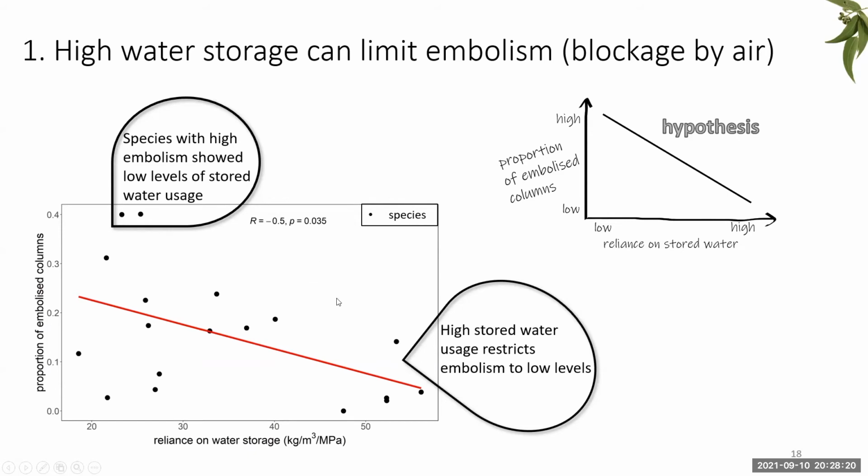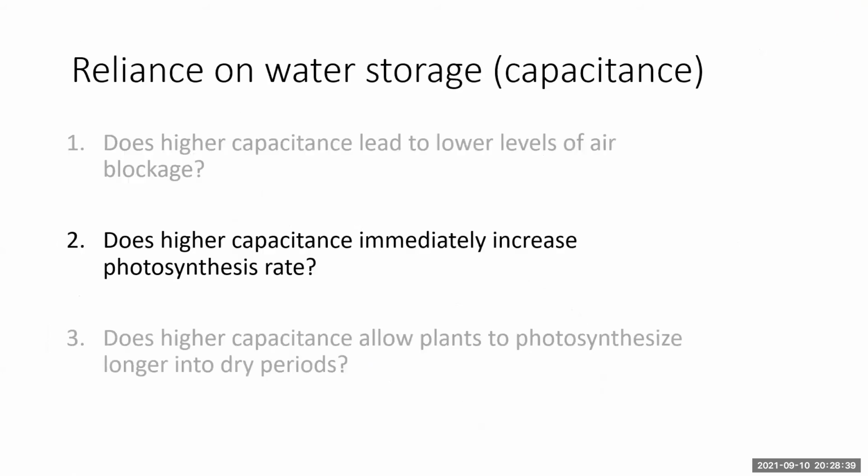This tells us that some species of plants can use the stored reserves to combat this air blockage and sort of maintain a proper functioning hydraulic pathway in the stem. So my next question was to check if this meant that plants or species which had this higher amount of reliance on stored water could increase their photosynthesis rate.